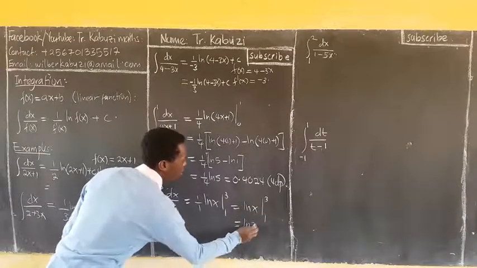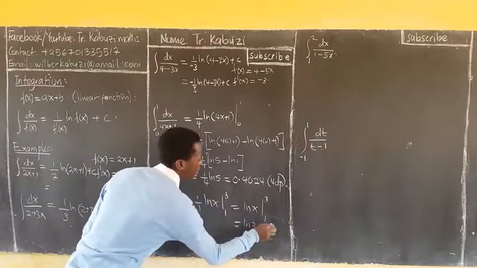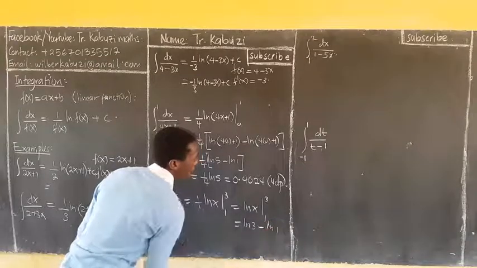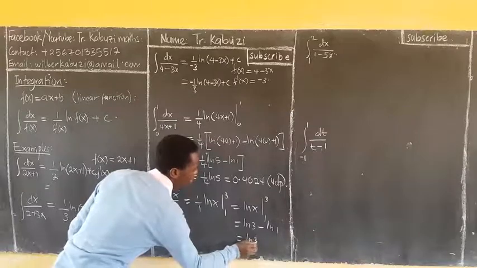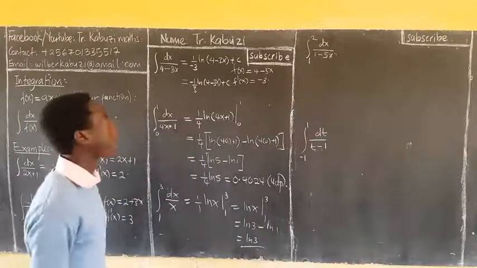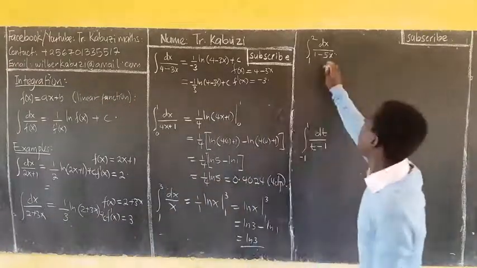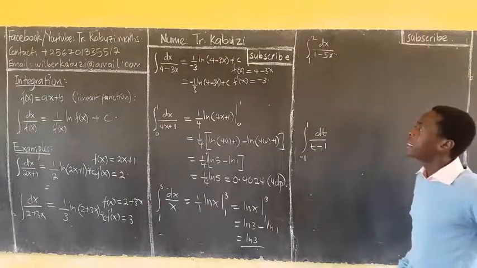So natural log of 3 minus natural log of, when I put 1, I have this. Natural log of 1 is 0, so this is natural log of 3. You can leave it there. Now, this one we will be extra careful.